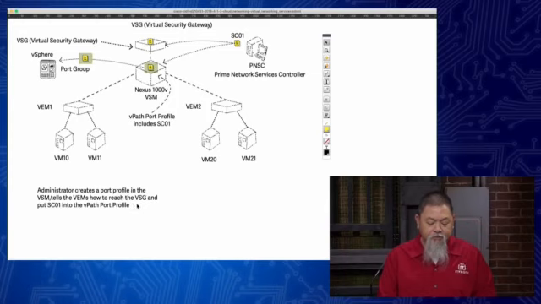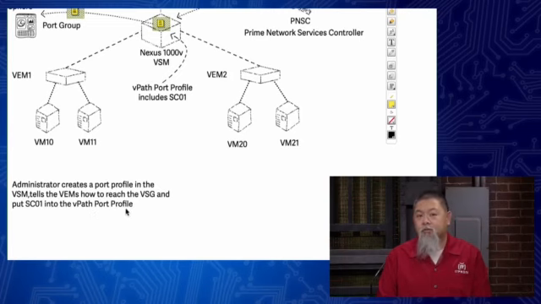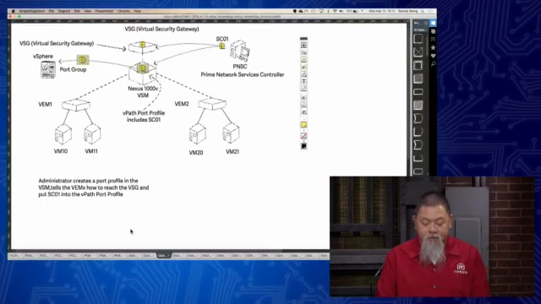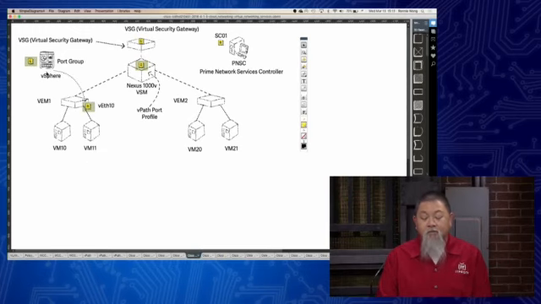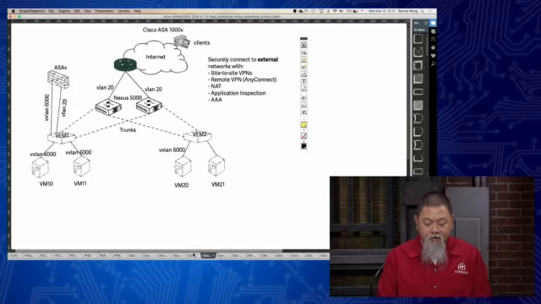So notice here where I put that the administrator creates the port profile on the VSM, because that's where you create it, and then tells the VEM how to reach the VSG and how to put that particular policy into the port profile. Then, once they create the port profile in the VSM, it tells the VEMs how to reach the VSG and how to put that port profile in its path. And now vSphere is what deploys those particular profiles to where they need to go, and that's what ends up happening.